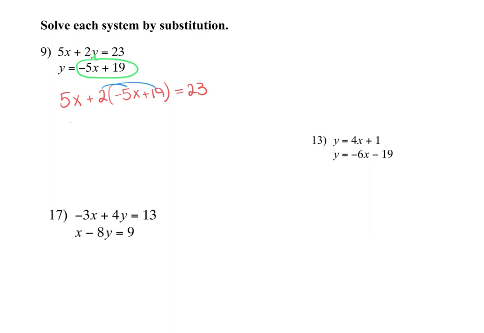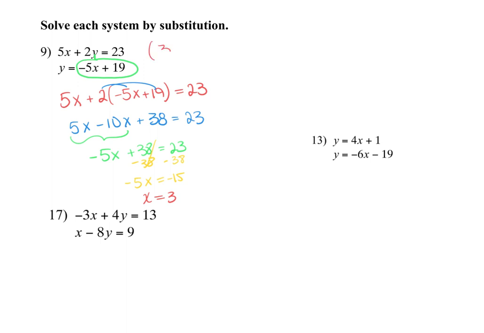I'm going to distribute. I have 5x minus 10x plus 38 equals 23. Combine my like terms here. So 5 and -10 give me a negative 5x plus 38 equals 23. Subtract my 38. I get negative 5x equals negative 15. And then when I divide by negative 5, x equals 3.